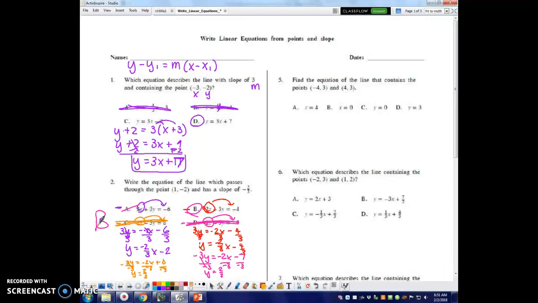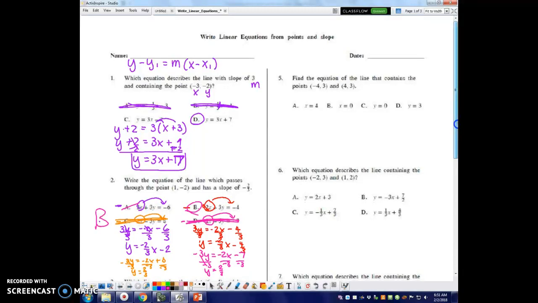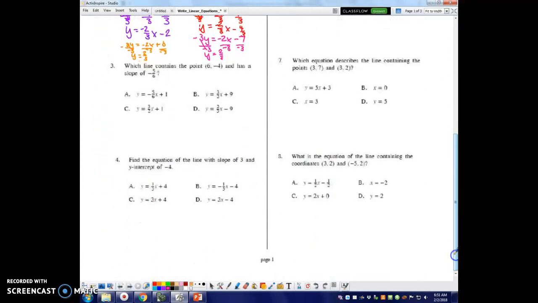Okay, let's look at number 4. It says find the equation of a line with a slope of 3 and a y-intercept of negative 4. If the y-intercept is negative 4, that means the coordinates are 0, negative 4, and x has to be what number? X has to be 0, okay? So that's the point you're looking for. So you'll type, well, first, slope of 3. Not this one, not this one.